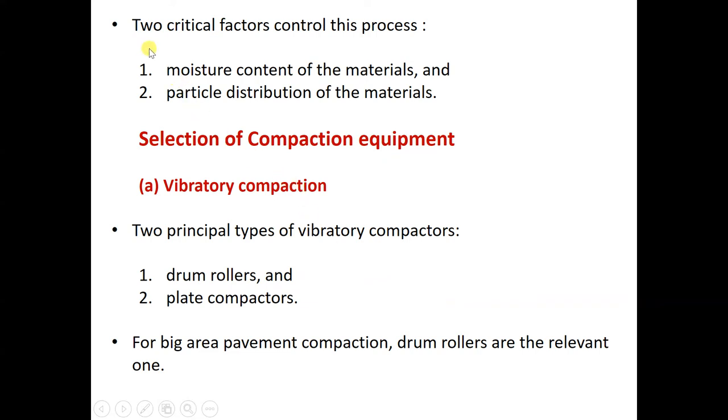And the two critical factors that will control the compaction, as we mentioned earlier as well, are the moisture content of the material. If we have the right moisture content, we can produce the maximum dry density, which is desirable, and the particle distribution of the material. Normally the aggregates are not a single size, they are a mix of different sizes.